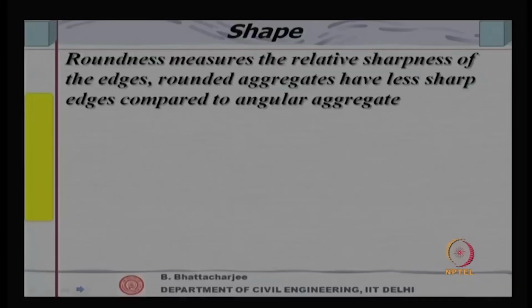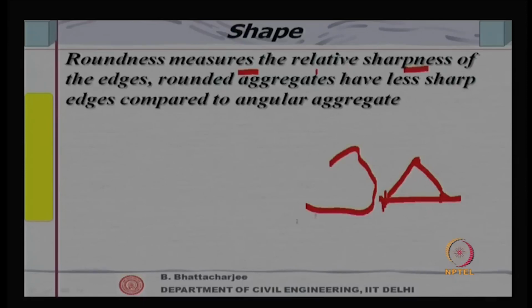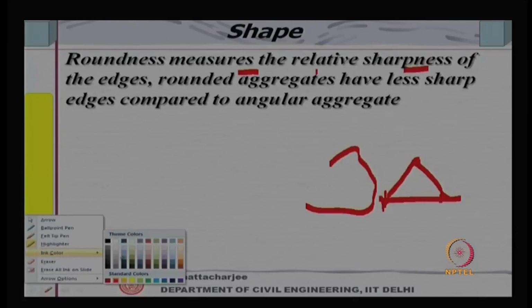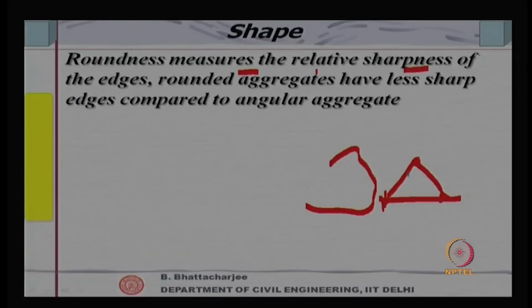Shape is very, very important. Roundness measures the relative sharpness of edges. So, if I have something like this, it has got fixed, sharp edges. So, roundness measures the relative sharpness of edges. Rounded aggregate has less sharp edges. For example, if this is rounded off, the sharp edge would vanish. So, this will be a rounded aggregate.